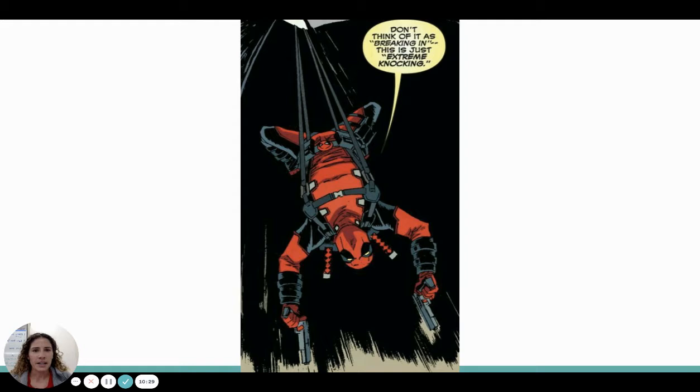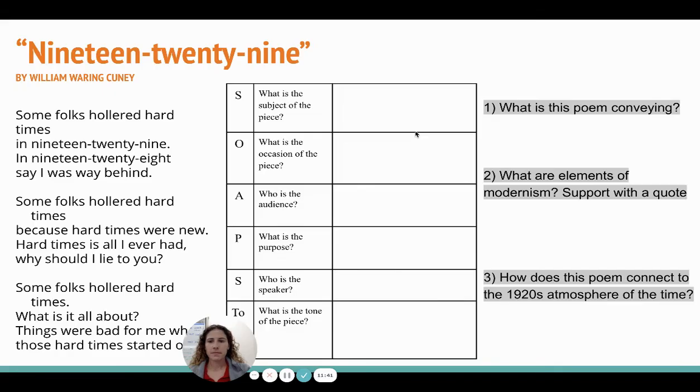And one more. Here is a hero, right? And he says, "Don't think of it as breaking in. This is just extreme knocking." So a hero is supposed to kind of follow rules, right? And this guy is saving the day, but he's breaking rules and saving the day. So he's your anti-hero, right? Not your traditional hero, not someone you would necessarily expect, but you still root for him.